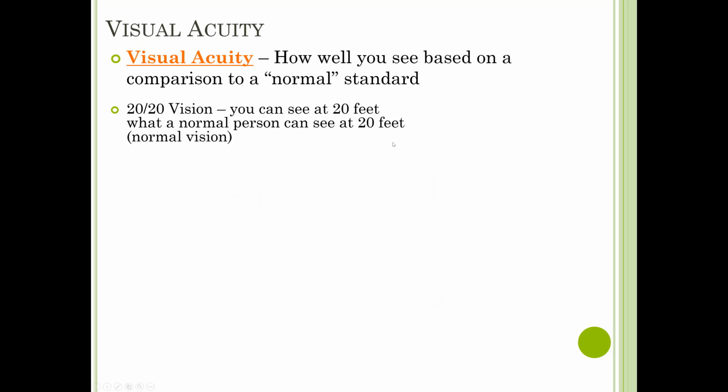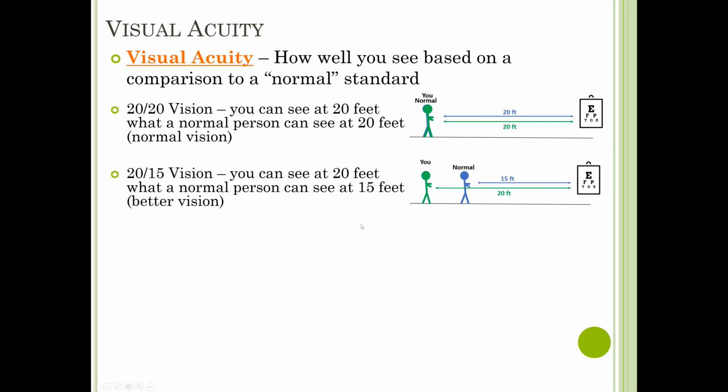And I find that students can sometimes have difficulty understanding visual acuity, so I tried to draw a little graph for you, or a little illustration. So this is you and a normal person. You're standing side by side, so you can both equally see stuff from 20 feet away, and that's what we call 20/20.